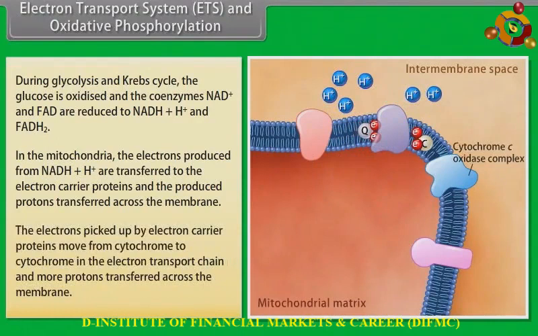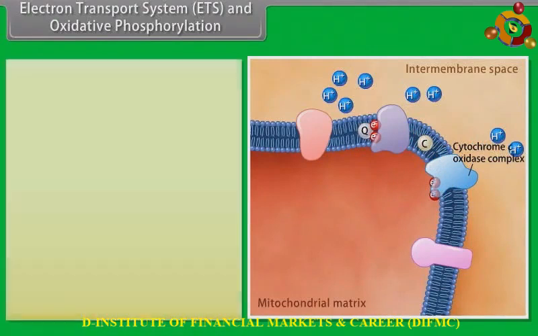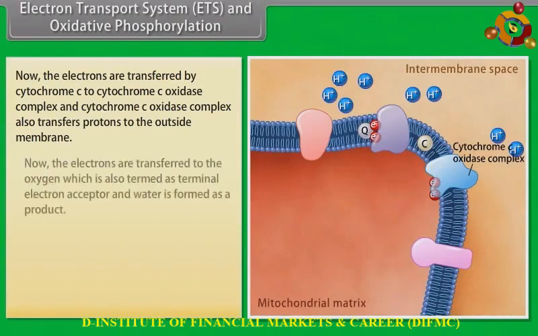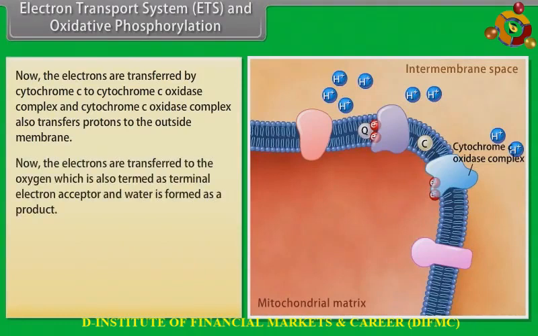The electrons picked up by the electron carrier proteins move from cytochrome to cytochrome in the electron transport chain, and more protons are transferred across the membrane. Now the electrons are transferred by cytochrome C to cytochrome C oxidase complex, and cytochrome C oxidase complex also transfers protons to the outside membrane.